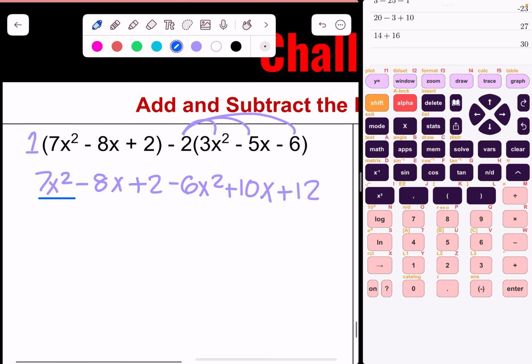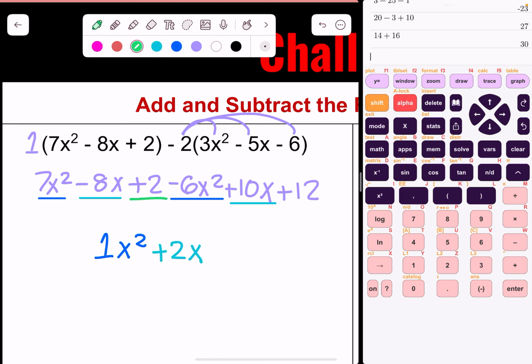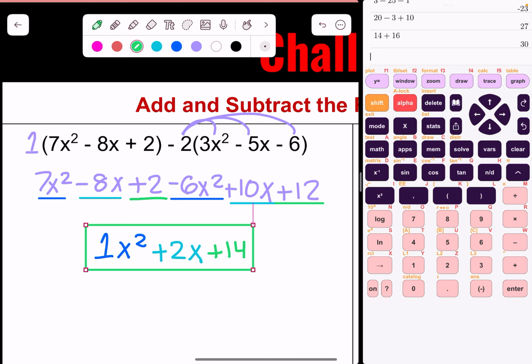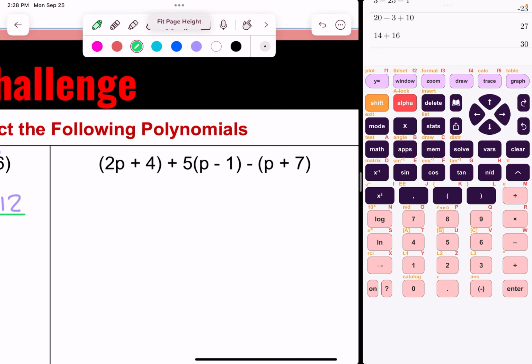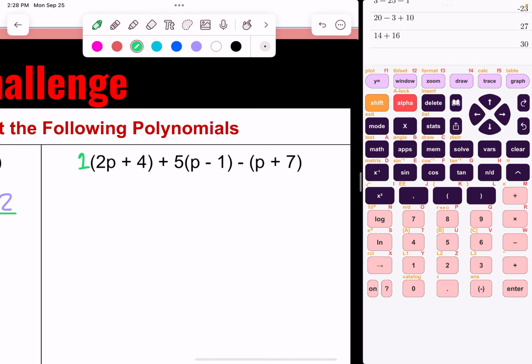All right, now 7x squared minus 6x squared is 1x squared. Negative 8x plus 10x is 2x. And 2 plus 12 is 14. Good job. Now let's look at the next one. There's a 1 in front of this. 1 times 2p is 2p. 1 times 4 is 4.